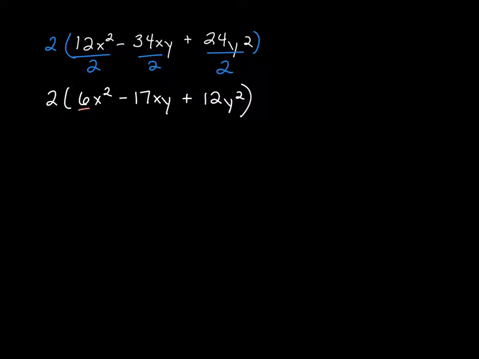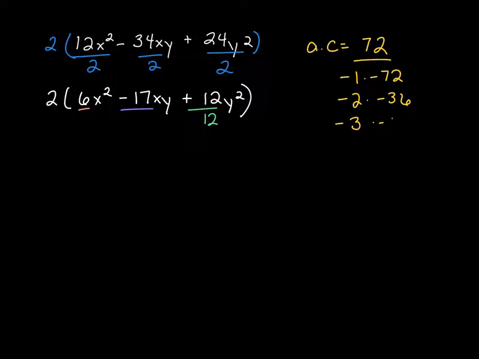A is 6, B is negative 17, and C is 12. So when we do A times C, we have 6 times 12, which is 72. So the factors of 72 need to be the same sign because 72 is positive, but they're going to need to be negative since B is negative. So negative 1 times negative 72, negative 2 times negative 36, negative 3 times negative 24.